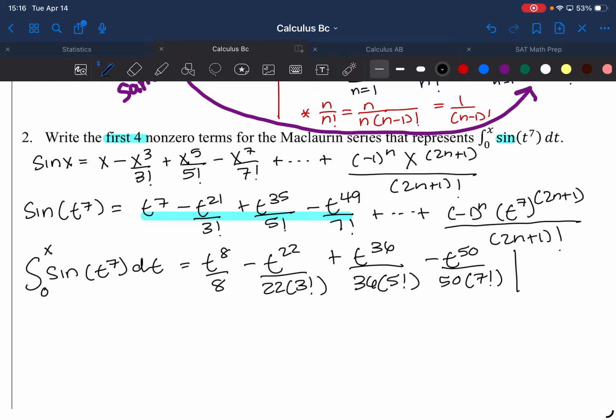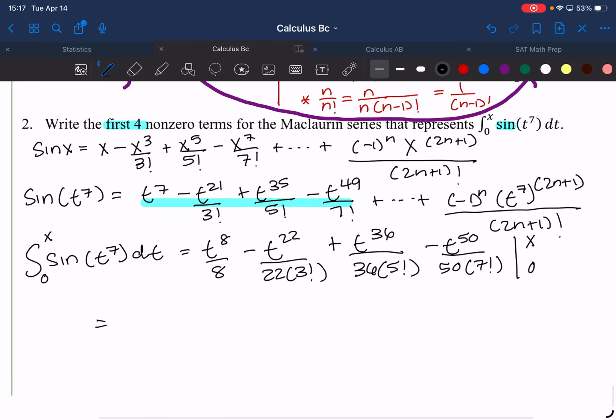And then we're solving this from 0 to x. And so what's going to happen if I plug in 0? Good, it's all going to go to 0, right? If I plug in 0, every single term is 0. So really I'm just plugging in x, which means I'm swapping the t for x.